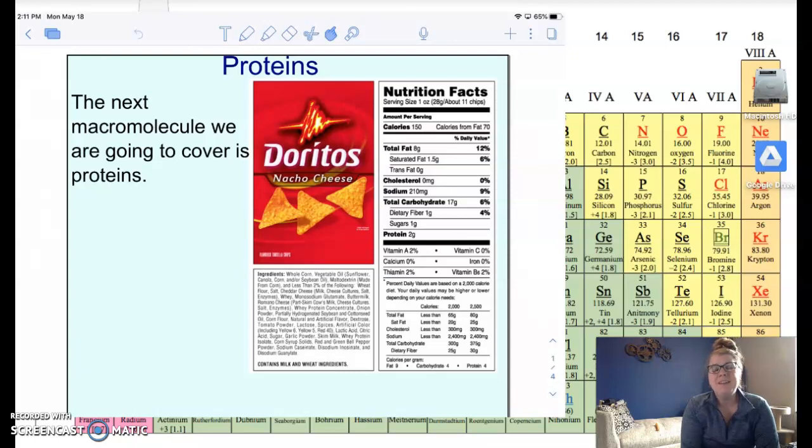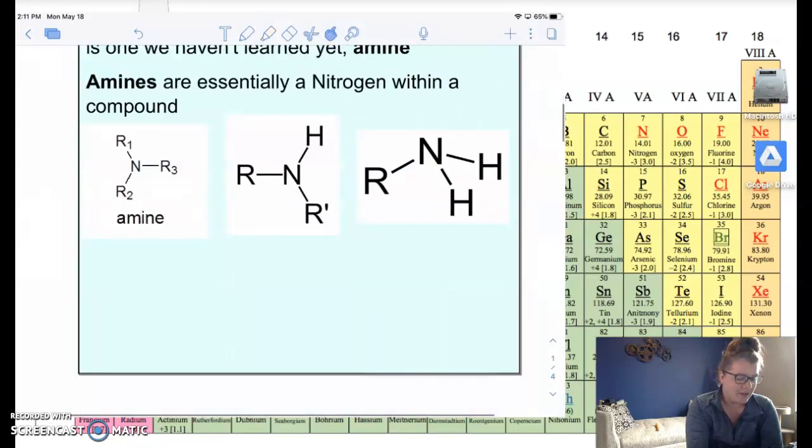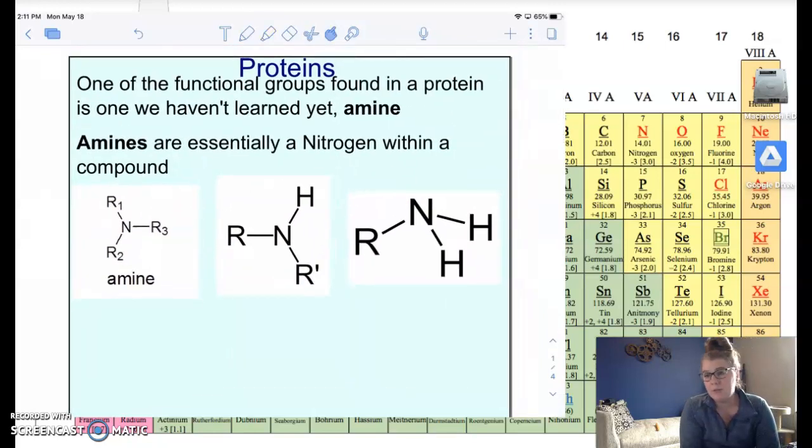Hey everyone. So the next macromolecule we're going to be talking about is proteins. So this is going to be the part of the food label we are focusing on next. First of all, I want you to be able to chemically recognize what protein is. So protein is another macromolecule. It's another organic compound, which means it's made primarily of carbon and hydrogen.